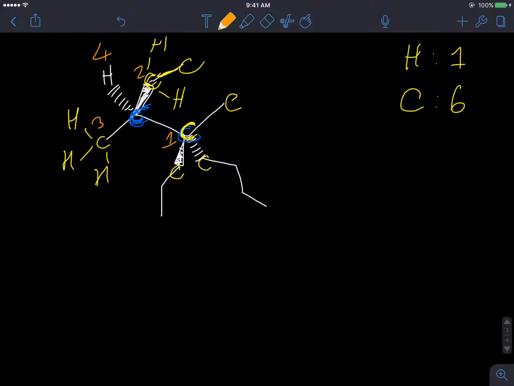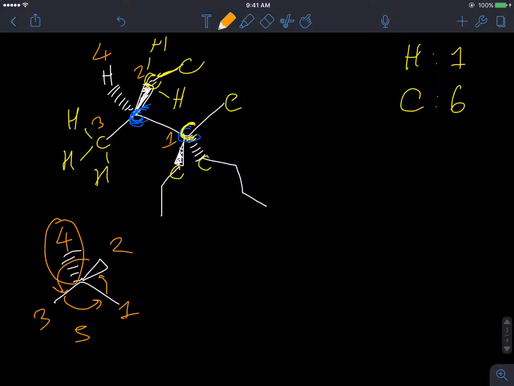And then we need the model. Keep the shape. Put the numbers in there. Number 4, number 3, number 2, and number 1 right here. And lucky for us, the number 4 is on the dash. So it's 1, 2, 3, and how about the 1? So it's an S configuration. Then next we go to the next carbon.